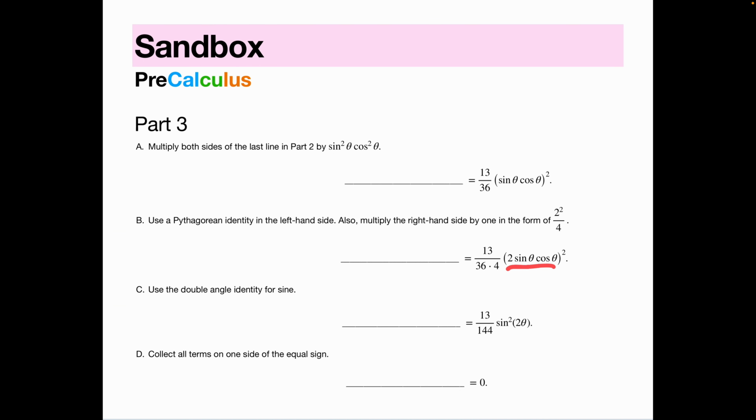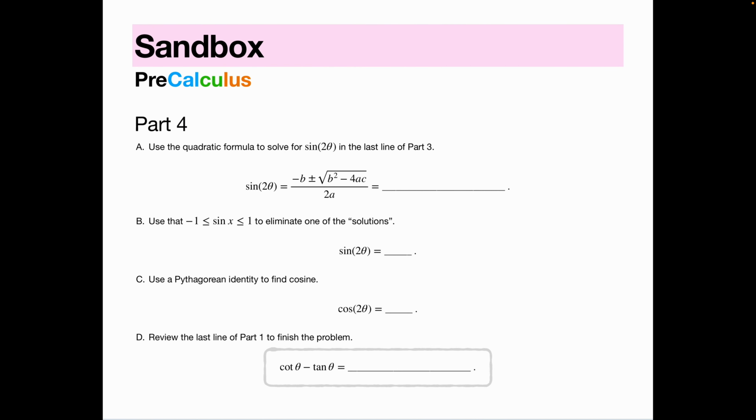Note that inside the parentheses is an expression which is the same thing as sine of 2 theta. That's being quantity squared, so we get sine squared 2 theta. Lastly, we want to take this expression and turn it into 0, which means that we want to collect all terms on one side. Thus, we have here a quadratic expression in sine of 2 theta. Let's move on to part 4.